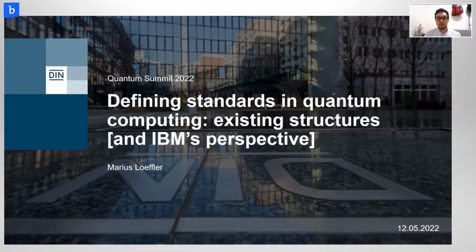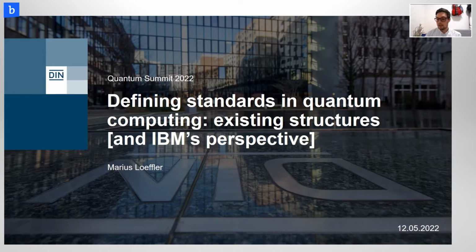Oh, great. So, as you already mentioned, my name is Marius Loeffler, and I'm coming from DIN. DIN is the German Standardization Institute. I start this presentation with a very brief introduction on how standards in quantum computing are developed, what standards are about, and what standardization activities already exist. And after me, Oliver Oberst will give the perspective from IBM on the development of standards for quantum computing.